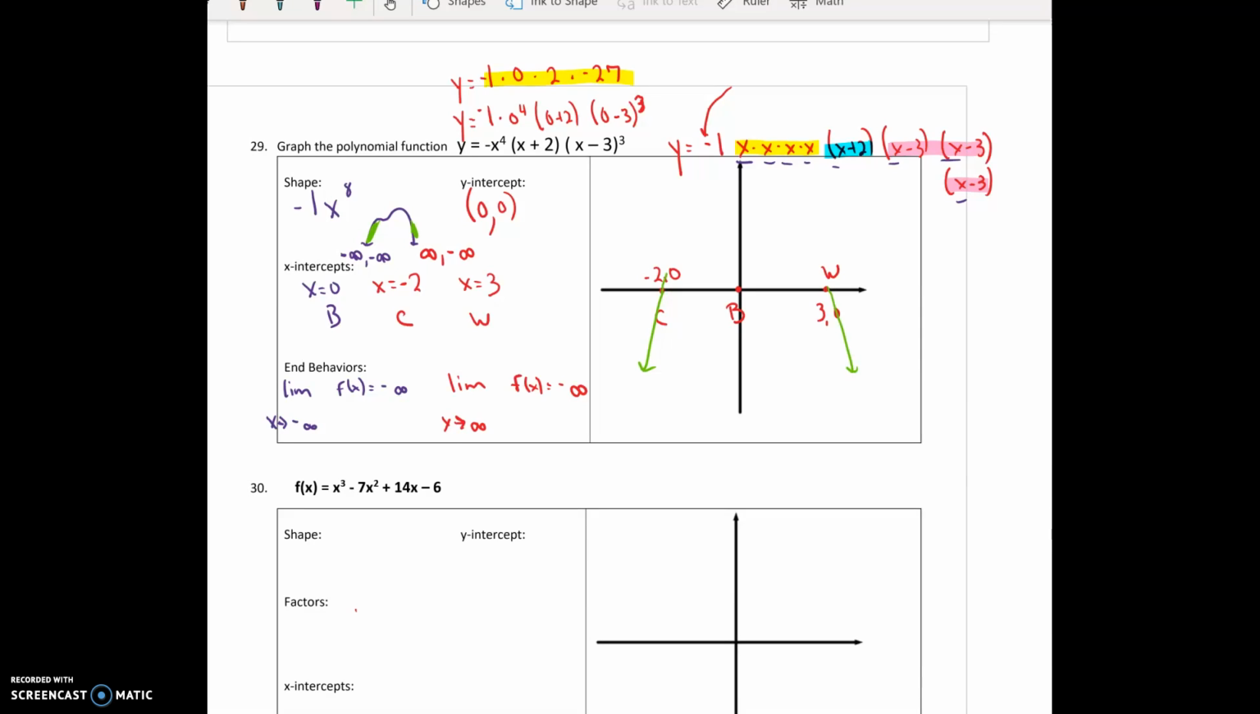All right, it's going to cross through. When it gets to 0, it's going to bounce off. It's going to come back up, have it turn somewhere, and then when it comes back down, it's going to wiggle its way through 3. And that's not a great shape, but it's pretty good.